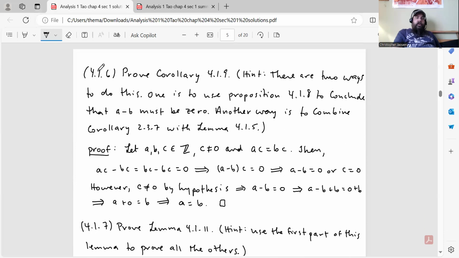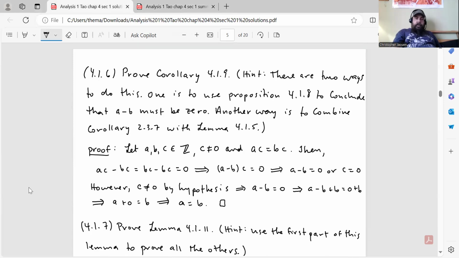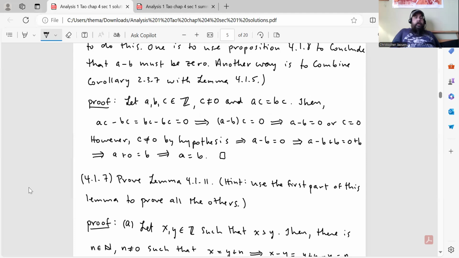Okay, 4.1.6 says prove corollary 4.1.9. That's this corollary here, the cancellation law for integers, which says that if a, b, c are integers such that a times c equals b times c, and c is non-zero, then a equals b. All right, so here's my proof of that. Let a, b, c be integers, c not 0, and ac equals bc.